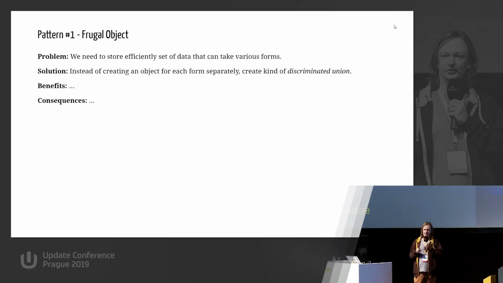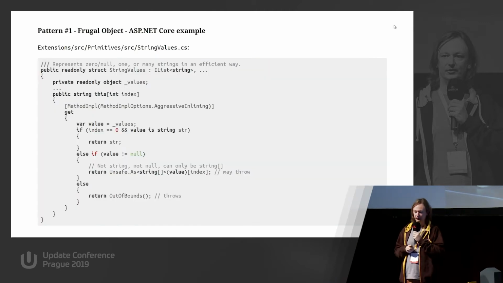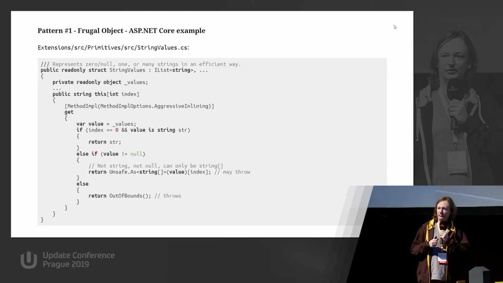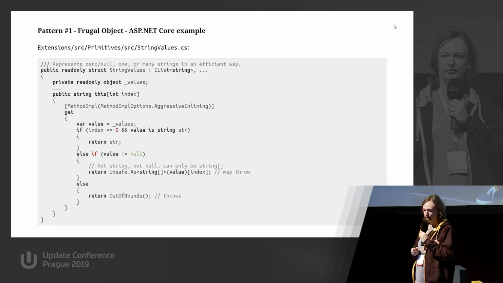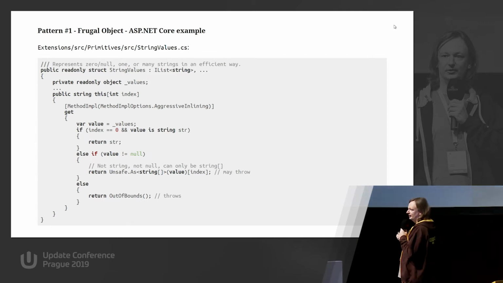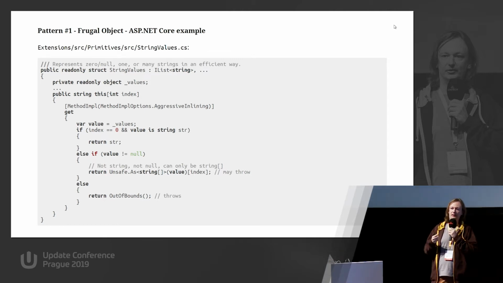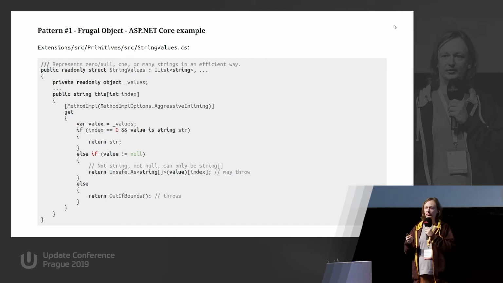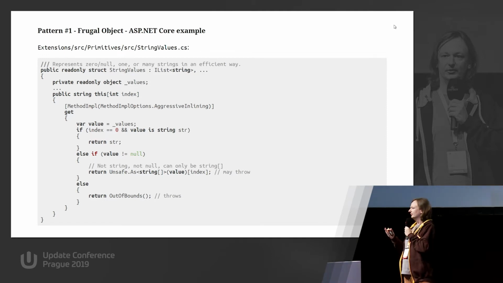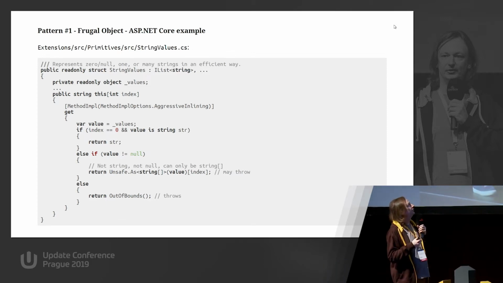So the solution is we can provide a kind of discriminated union that stores those various values. Maybe the code will be speaking the best. So this is an example from ASP.NET Core code. There is a type StringValues. And this is a type that represents a collection, in fact. It can represent 0, 1, or many strings. And obviously, if you are using something like that in your code, you will probably use a list, because it's the collection. So we will be using a list of strings.